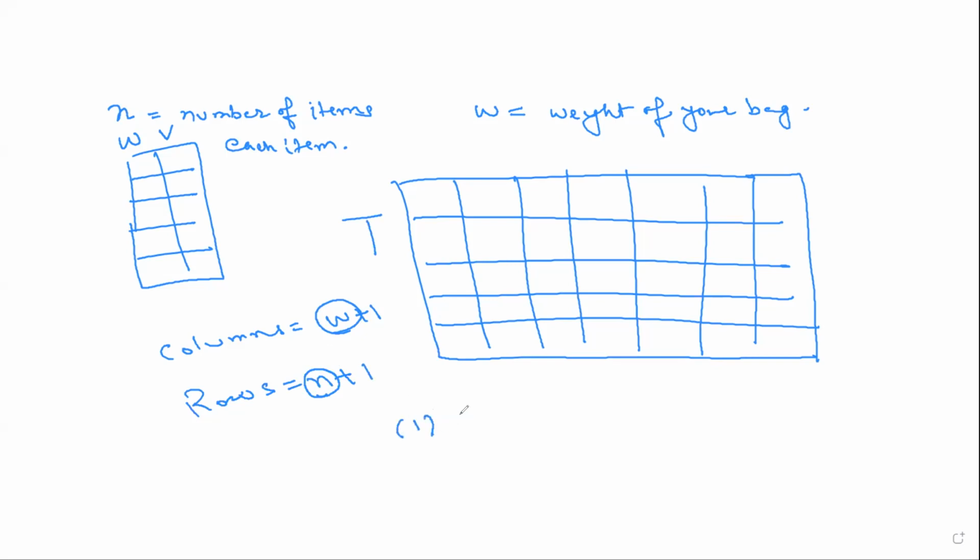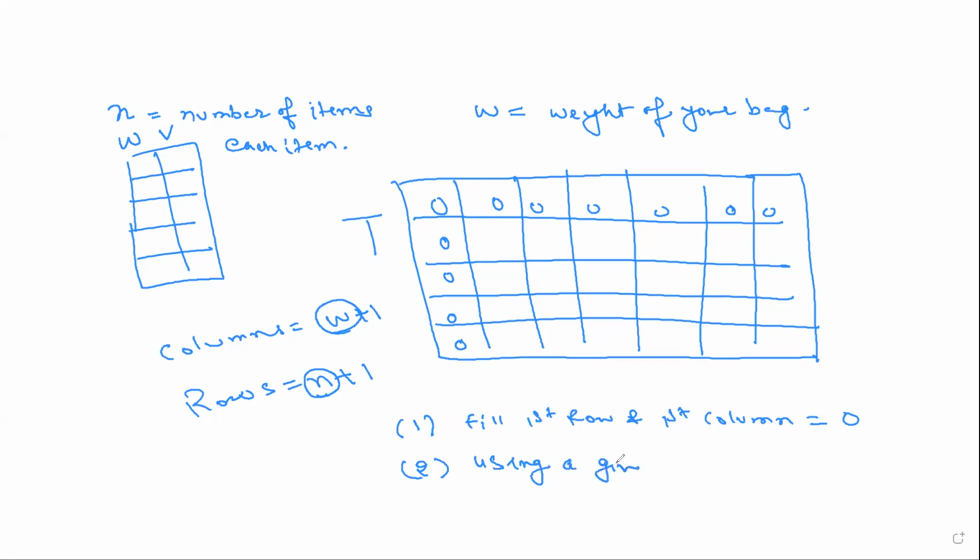What is step number 1 of the knapsack problem? Step number 1 is to fill the first row and the first column with 0. What is step number 2? Step number 2 is to fill all the remaining values using a given formula. What is that given formula? That I will discuss when we write the code.